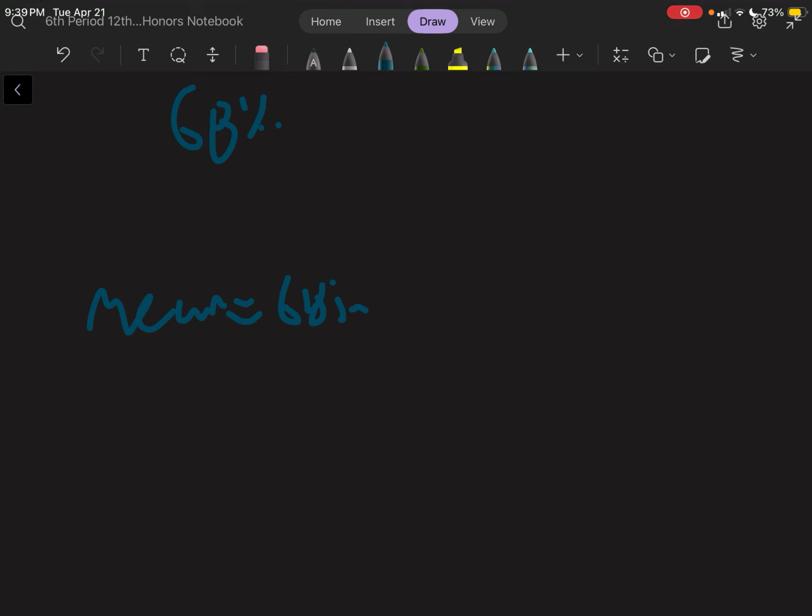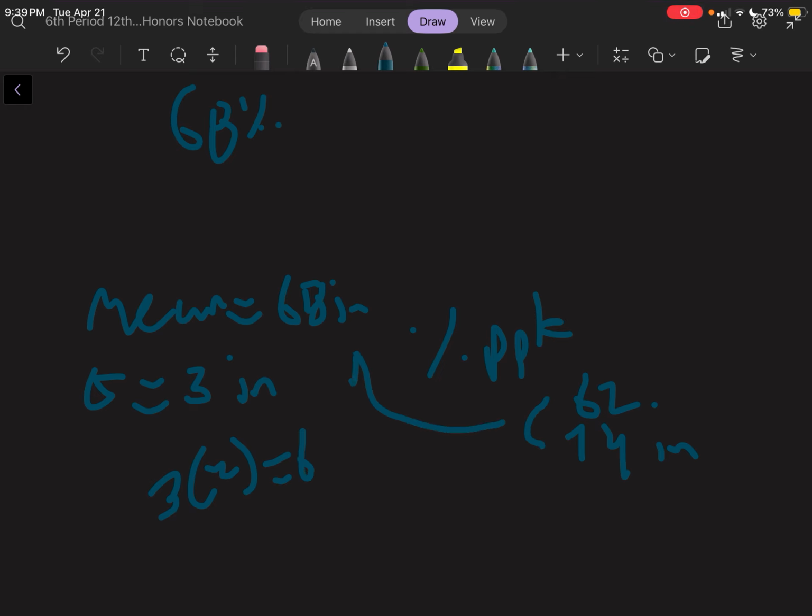Now, to make it a little harder, we're going to use a mean height of 68 inches and a standard deviation of 3 inches. Now, someone may ask what percent of people are between 62 and 74 inches of height. If you look at 62 and 74, you see that it's a multiple of 3. So if you multiply the standard deviation by 2, which is 6, you find that 62 and 74 are both 6 numbers away from 68, which means it would be 2 standard deviations away from the mean, which equals 95%.